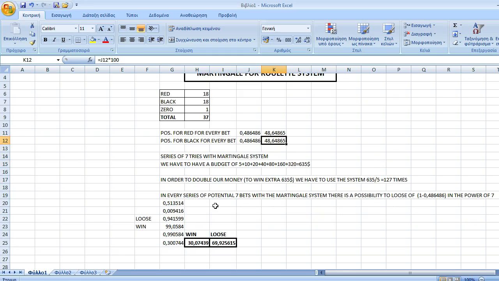So in every series of potential 7 bets with the Martingale system, the probability to lose is 1 minus the probability of win, in the power of 7. That means 1 minus the probability to win is this. So as you understand, this is the probability to lose in a single bet. This is 51.35%. Of course, this is bigger than the percentage of win because the zero is in the favor of the casino.